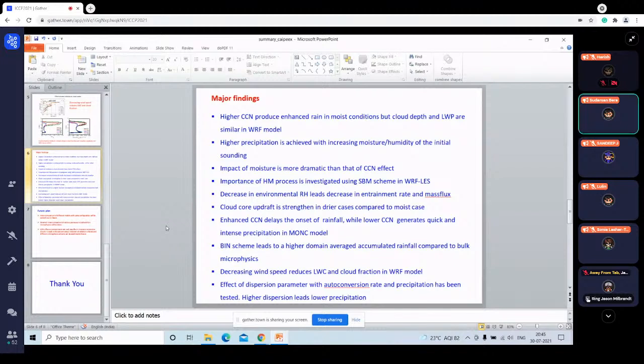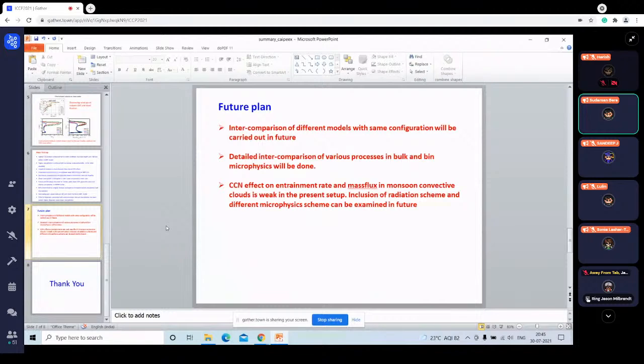And wind speed plays an important role, and it has a negative impact on liquid water content and cloud fraction in the WRF model. So with all these major findings, now I move to the future plan that we may be able to do. So the plan is that we need to do the intercomparison of different models with the same configuration.